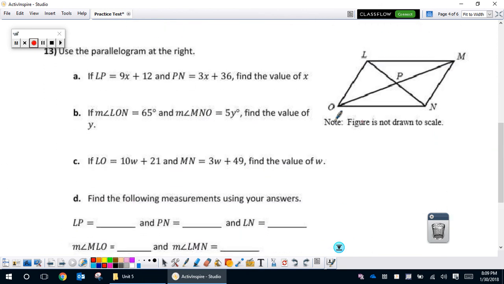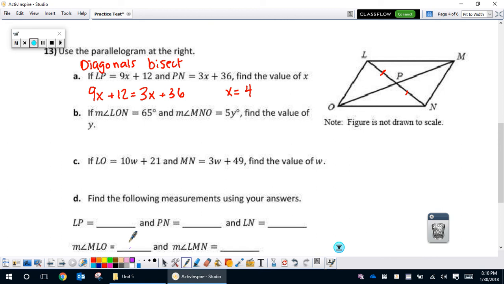Going on to properties of parallelograms. Okay, so LP and PN, those are diagonals. So this is the property you're going to use. Diagonals bisect each other. So that means they equal. Each part equals the other part. So 9x plus 12 equals 3x plus 36. Solve for x, 36 minus 12. X equals 4.